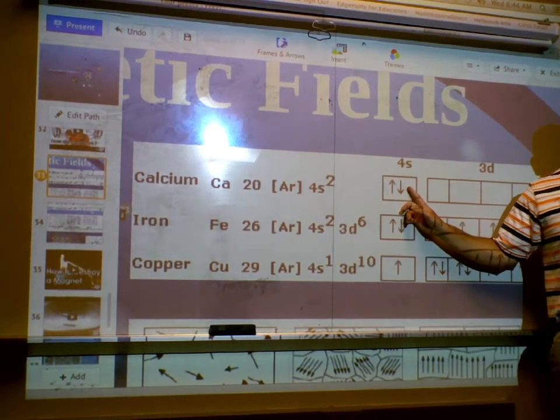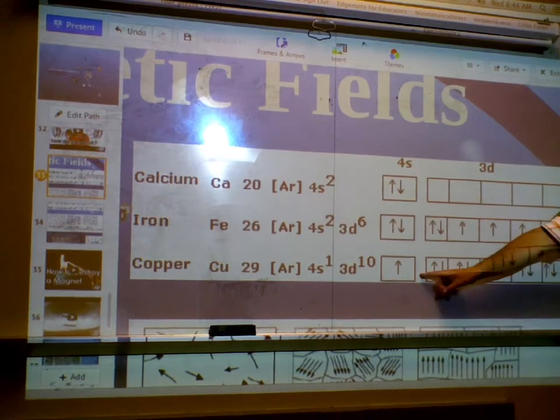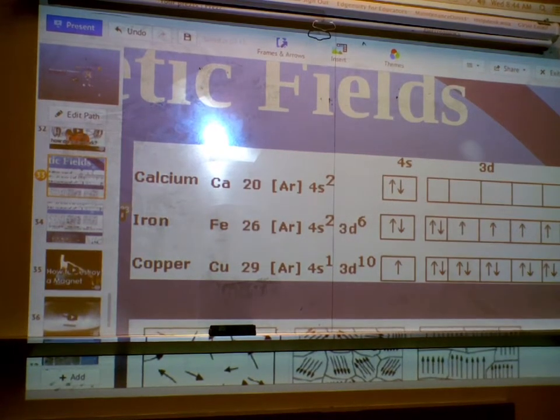Does that make sense? Yes. The magnetic fields created by all these electrons cancel out. That's why calcium and copper do not make good magnets. And you cannot pick them up with a magnet. That's why you can't take a magnet next to your glass of milk and pull out all the calcium in it. Okay? But you can take a magnet next to a dissolved bowl of frosted flakes or corn flakes and pull all the iron out.